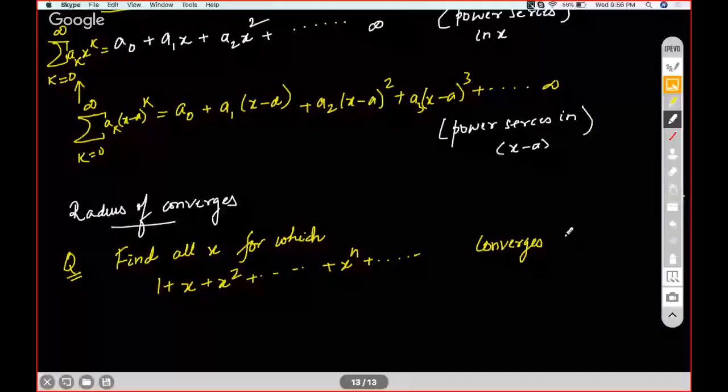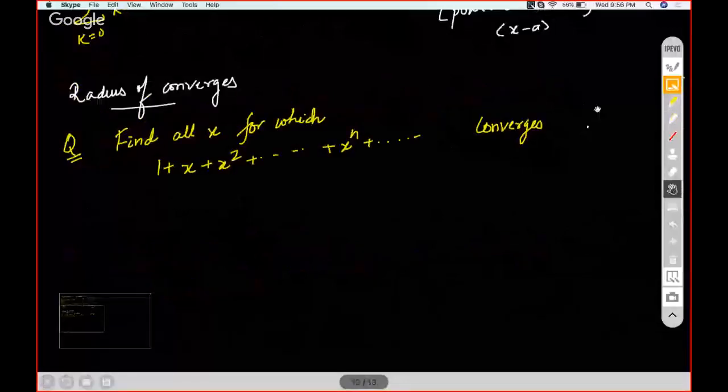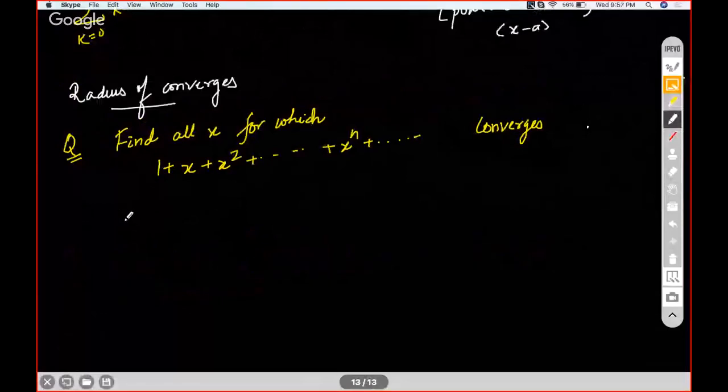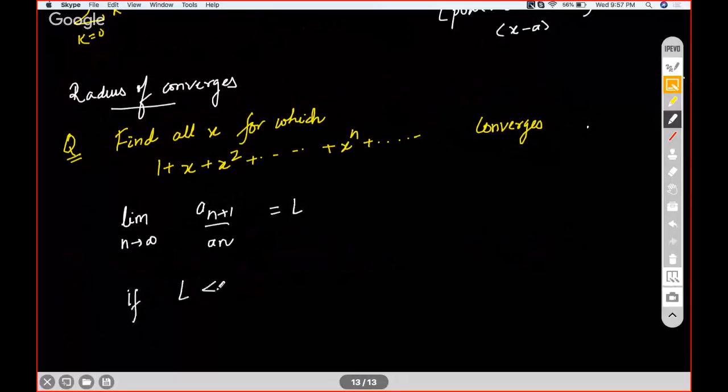Do you remember the ratio test? What was the ratio test? Can you recall for me? Limit n tends to infinity, a_(n+1) by a_n should be equal to L. And if L is less than 1, it converges. L greater than 1 diverges. L equal to 1, you don't know. Very good. The test fails, correct.